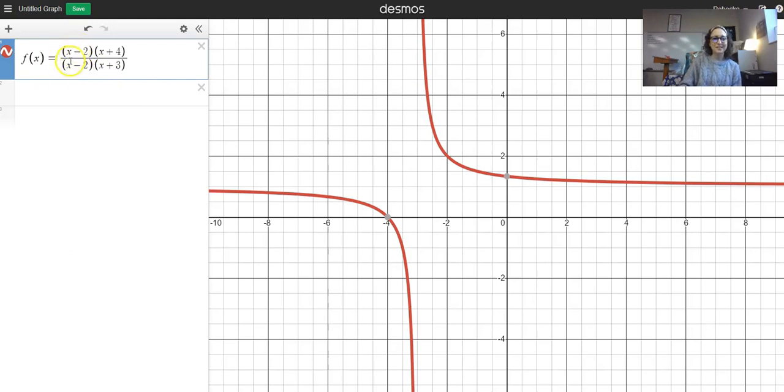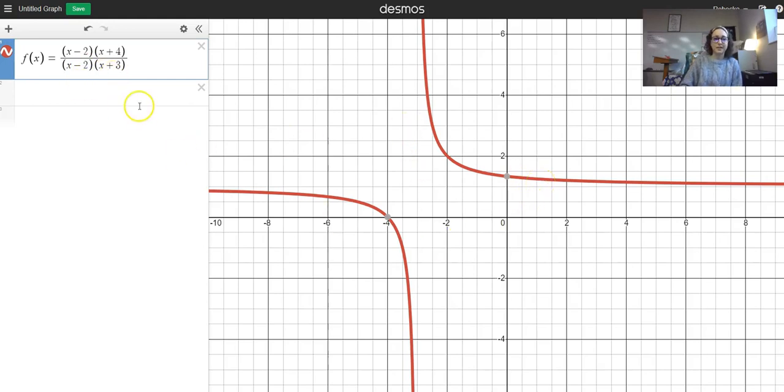And take a look at this factor of x minus 2. Notice that those cancel, or they remove, right? So what's going to happen is that even though it looks from Desmos like 2 is part of your domain, it actually is not, because if I set my denominator equal to 0, I have problems when x is 2 and negative 3, because both those x values make the denominator 0.